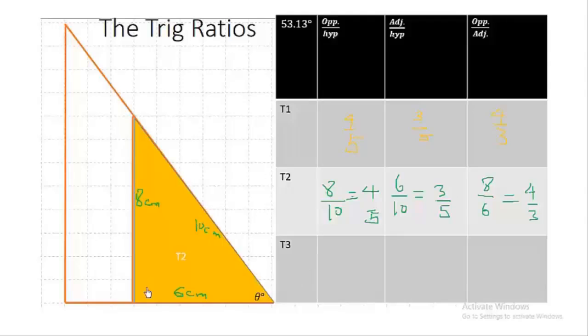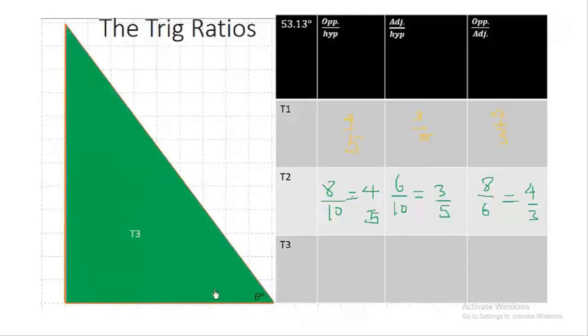Then for this triangle, the angle is still the same, so we have the measure of this side to be 1, 2, 3, 4, 5, 6, 7, 8, 9. So we have 9 centimeters over here, and this is 12 centimeters. So this will be 15 centimeters.